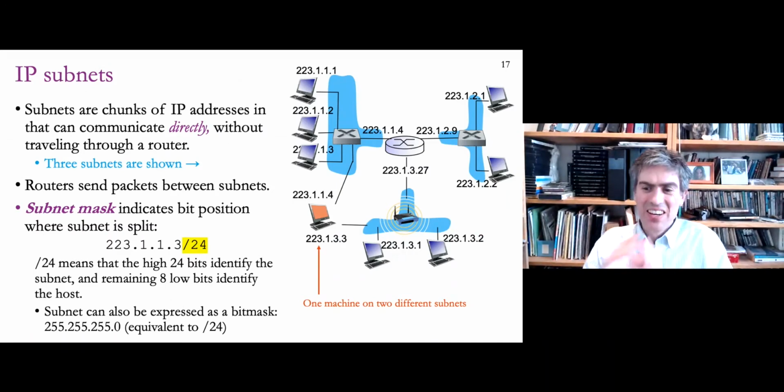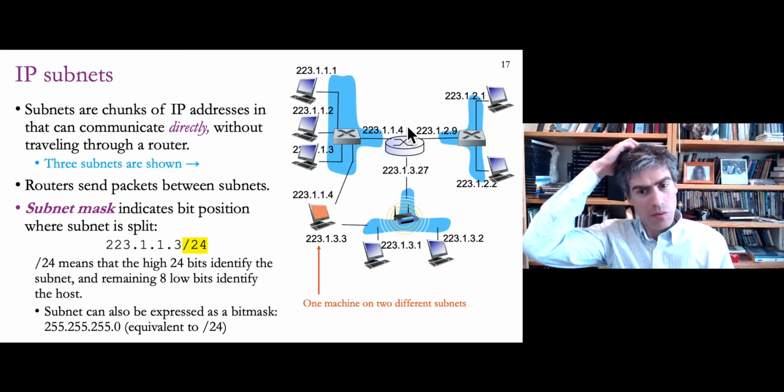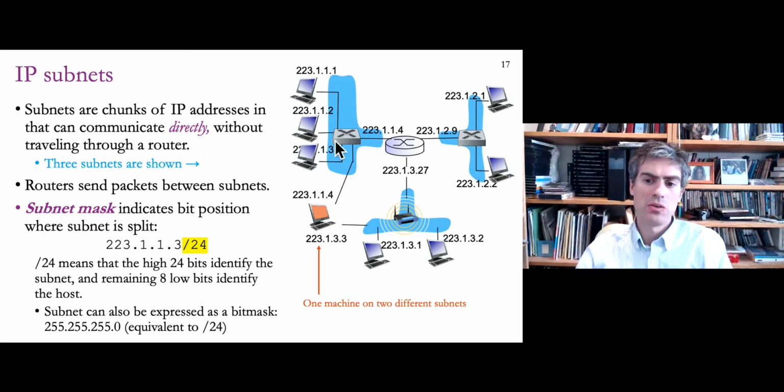Okay. So to understand routing on IP networks, we need to first define subnets. Subnets are chunks of IP addresses that can communicate directly without traveling through a router. This picture shows three subnets. So we have one router in the middle. The router is responsible for handling traffic between these three segments, but traffic that is flowing within these segments does not have to go through a router. It's within a subnet. These machines can communicate directly.